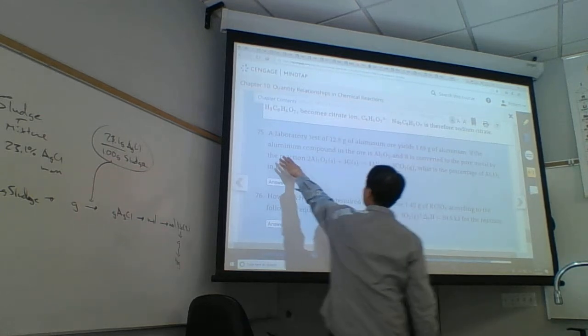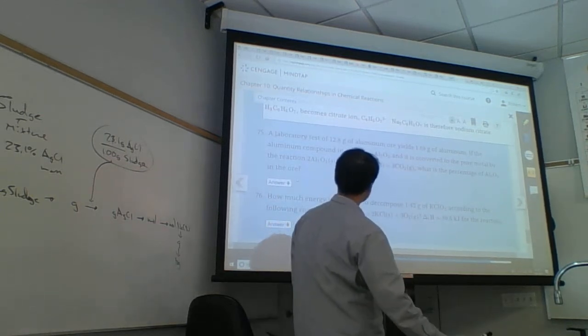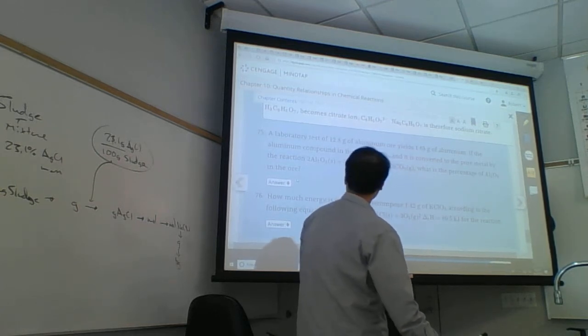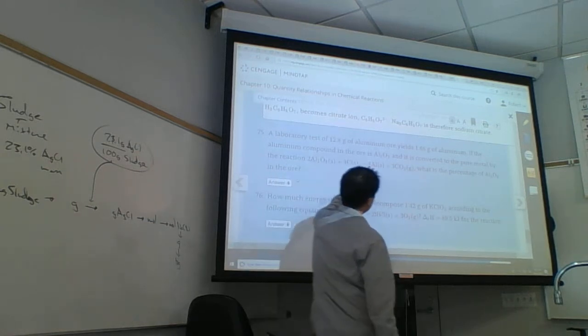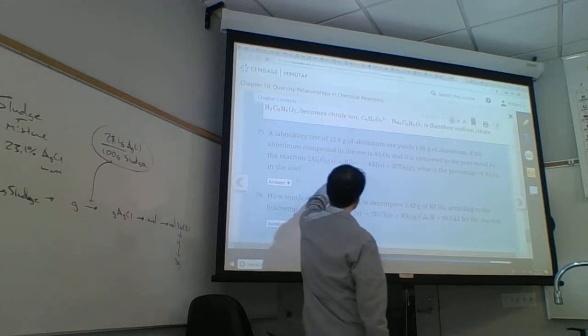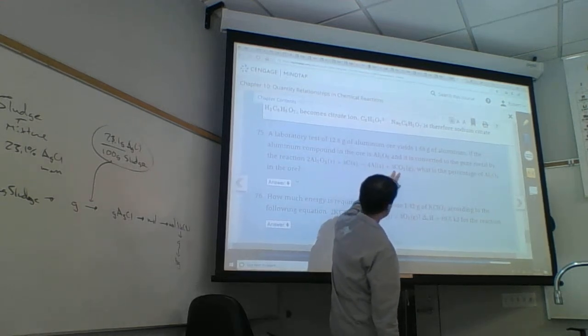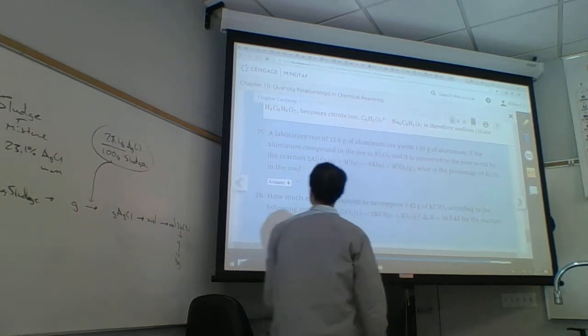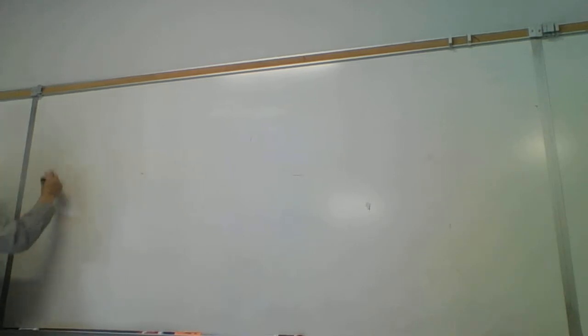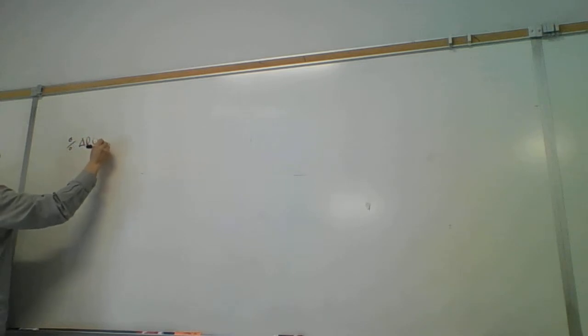And so let's look at number 75. A laboratory test of 12.8 grams of aluminum ore yields 1.68 grams of aluminum. If the aluminum compound in the ore is aluminum oxide and it is converted to the pure metal by the reaction 2 Al2O3 plus 3 C yields 4 Al plus 3 CO2, what is the percentage of aluminum oxide in the ore? And so here we have to do a little bit of algebra to figure out the percent aluminum oxide in the ore.